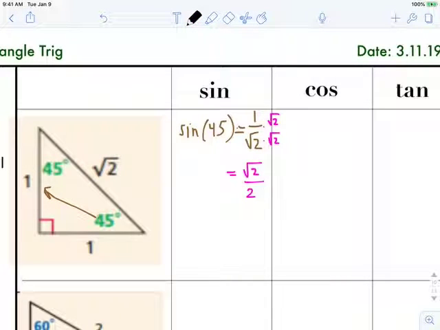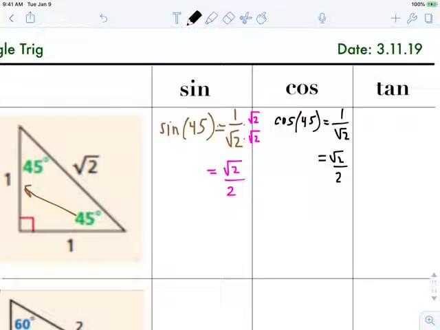Cosine of 45. Let's see what that one is. Well, that's equal to adjacent over hypotenuse. So that's going to be what? It's going to turn out to be the same thing, right? Yep, because it's 1 over square root of 2. And that's the same thing, like we just saw, as square root of 2 over 2.